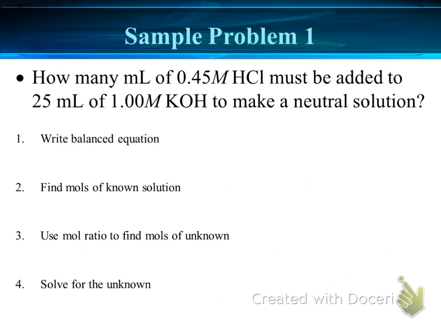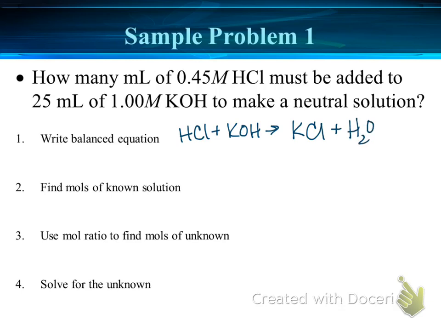So let's take a look at a sample problem. Here we go. How many milliliters of 0.45 molar hydrochloric acid must be added to 25 milliliters of 1 molar potassium hydroxide to make a neutral solution? So step number 1 is write the balanced equation. Hydrochloric acid plus potassium hydroxide. All right, rearrange. We're going to form a salt, potassium chloride, and water, H2O.